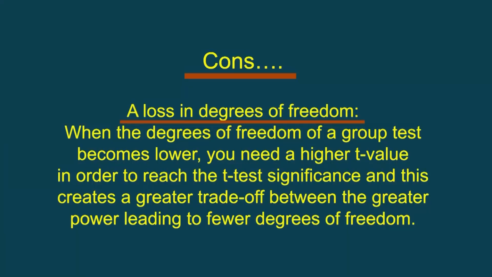There may be a loss in the degrees of freedom. When the degrees of freedom of a group test becomes lower, you need a higher t-value in order to reach the t-test significance, and this creates a greater trade-off between the greater power leading to fewer degrees of freedom. So if you want to go for greater power, a more powerful test, the degrees of freedom will be less. So there will be a trade-off.